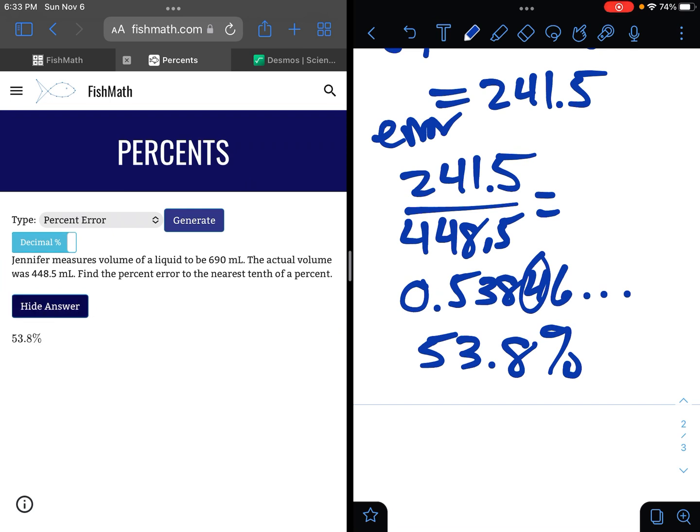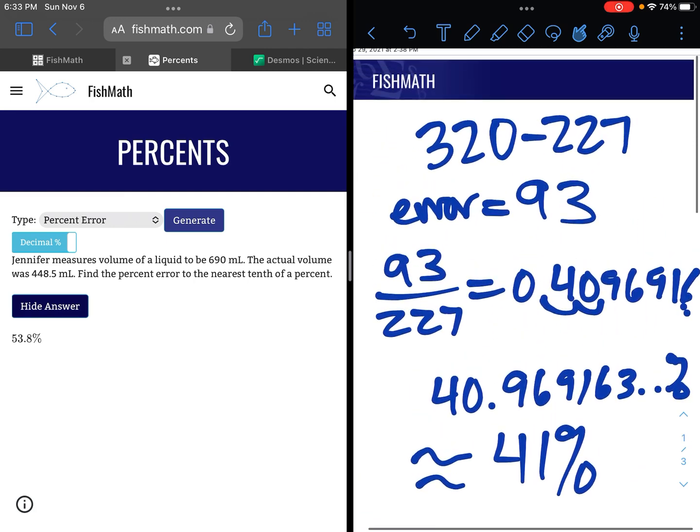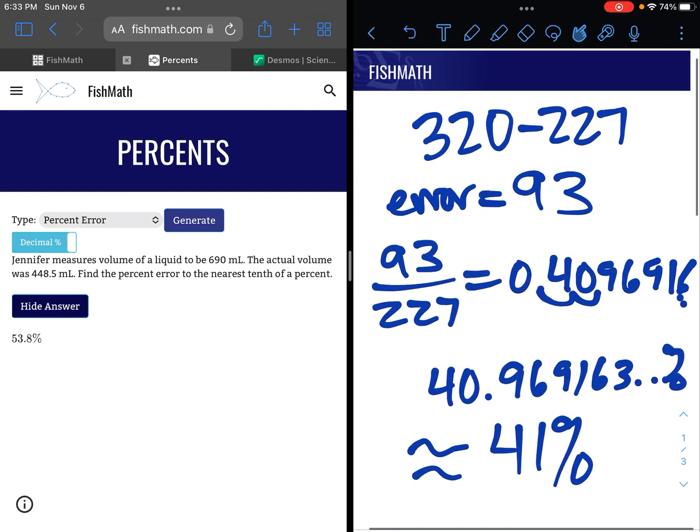There we go. So again, it's pretty straightforward if you know how to do percent change. It's just figuring out the error by subtracting them, and then dividing it by the actual amount, and converting that decimal into a percent. That's all you have to do to find percent error.